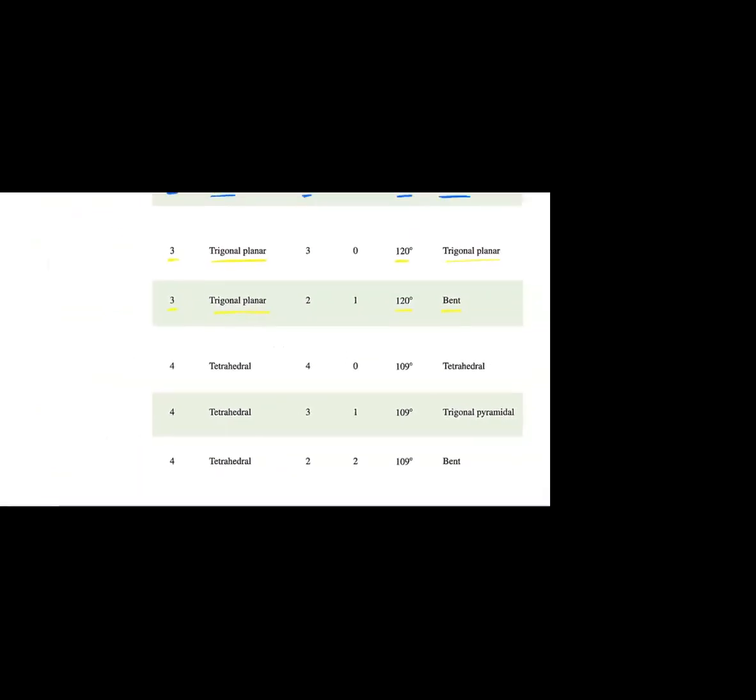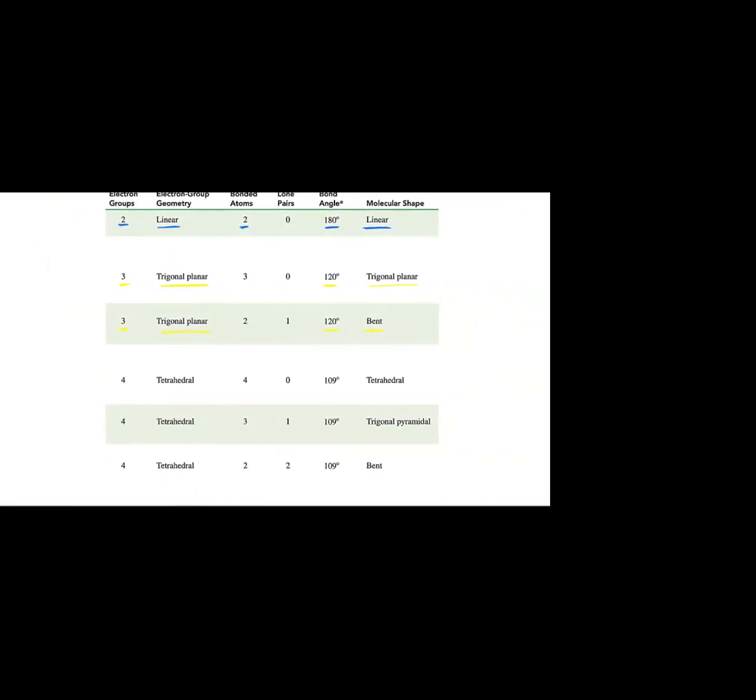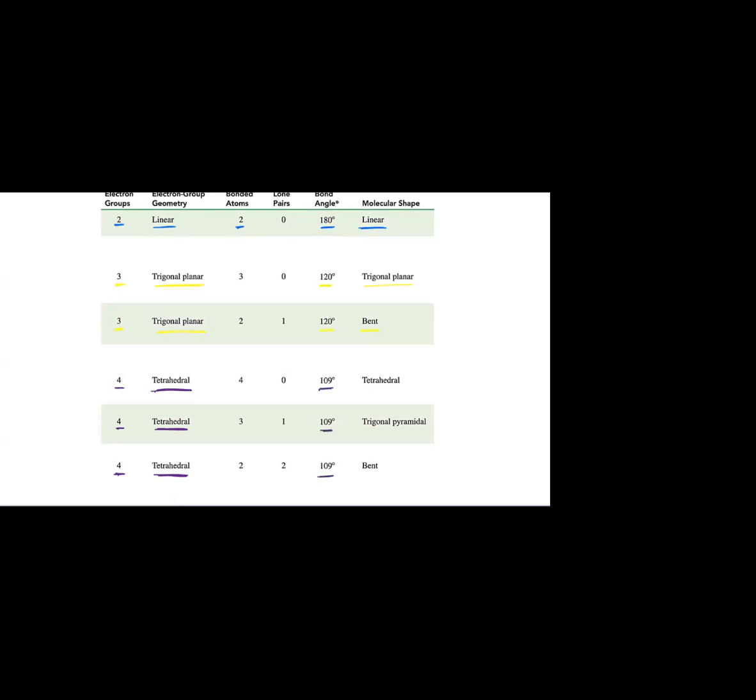Let's move on to the last part. Let me see if I can put them here together. And that is if we have 4 electron groups around the central atom. The electron group geometry for any central atom that has 4 electron groups is going to be tetrahedral. The angle is 109 degrees.